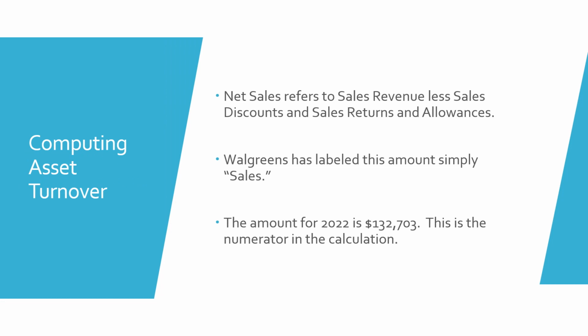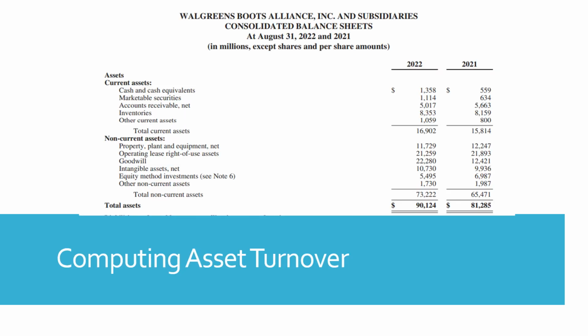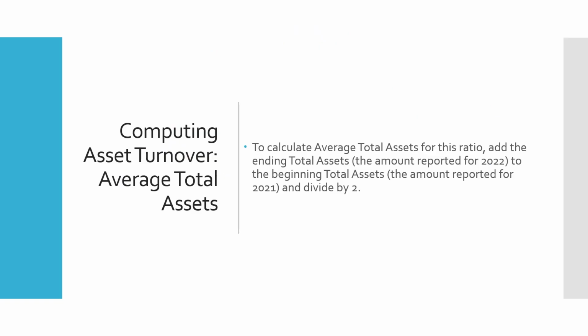The amount of net sales for 2022 is 132,703, and that's going to be the numerator in our calculation. Looking here again at our balance sheet, we can pick up the total assets numbers. The ending balance is going to be the number reported for 2022, and the beginning balance is going to be the number that is reported for 2021. To calculate average total assets, we're going to add the total assets reported for 2022 to the number reported for 2021 and divide by 2.